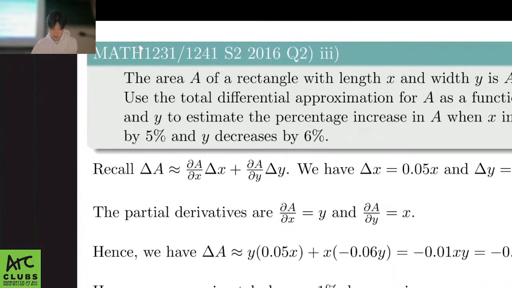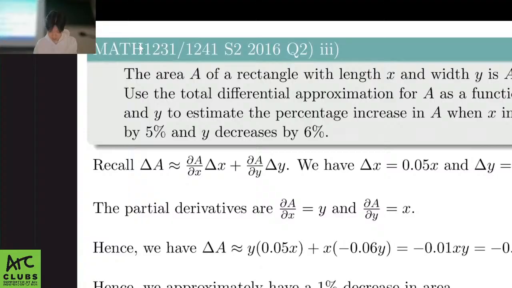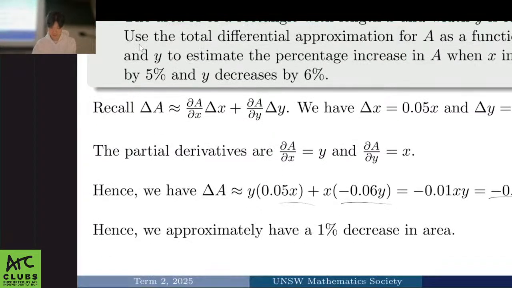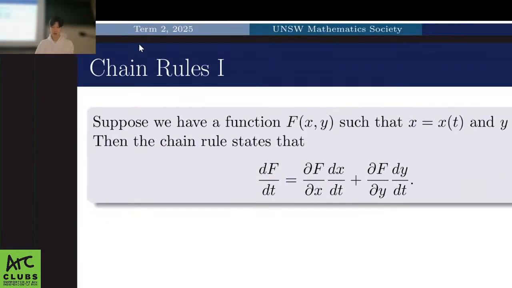So yeah, this is what we did. We have 0.05 minus 0.06, so therefore it's a 1% decrease. Now we're going to be looking at the chain rule.